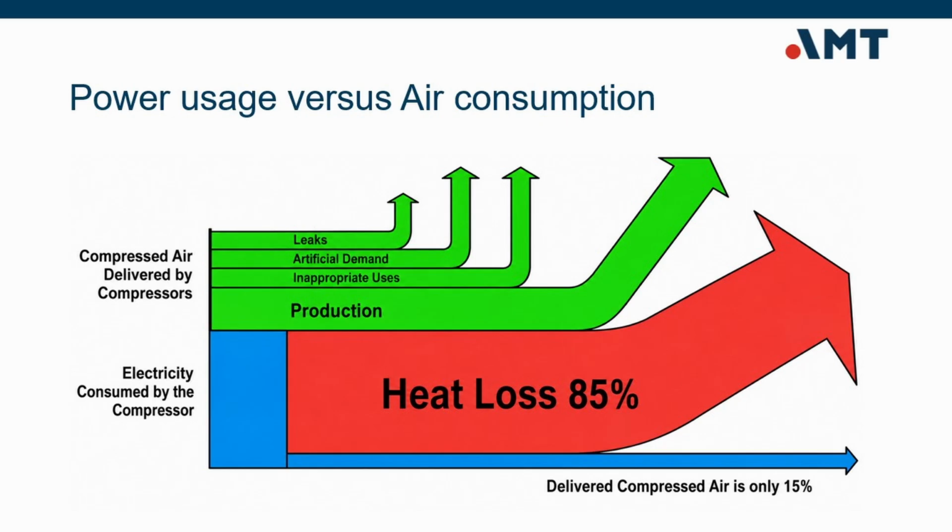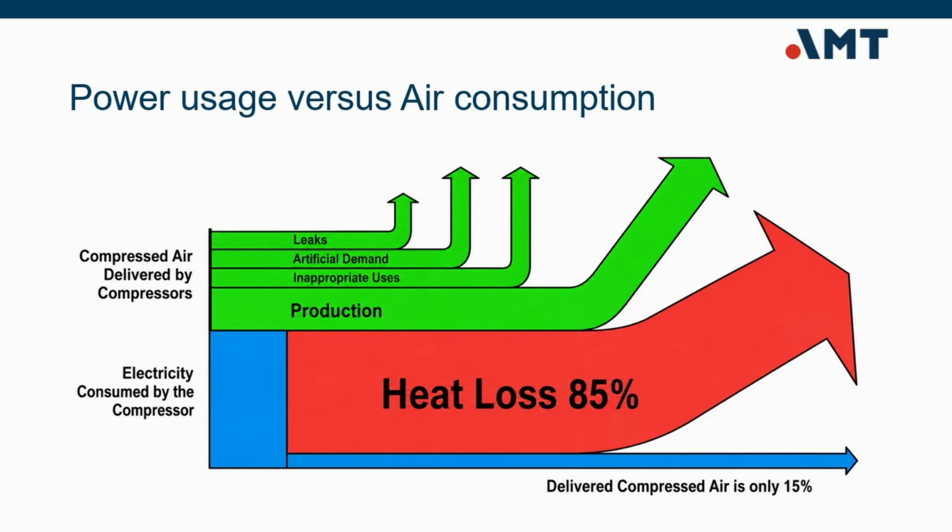Now look at the green section at the top. The air delivered by the compressor is divided into several categories. Production, which is the useful portion, leaks, artificial demand, and inappropriate use. Only the production portion creates value. Everything else represents waste. In an ideal system, if air demand drops, energy consumption should drop proportionally. Less airflow should mean less power draw. But in real facilities, that often doesn't happen. You may see high power draw even when useful airflow is relatively low.